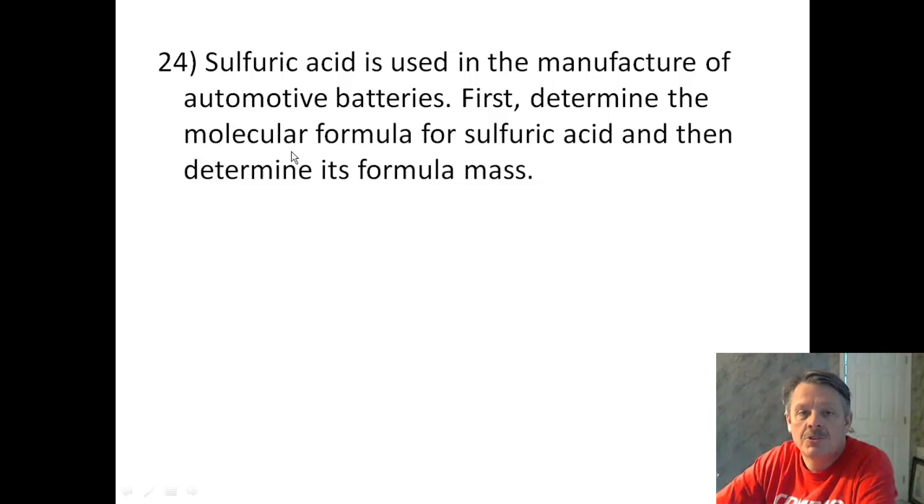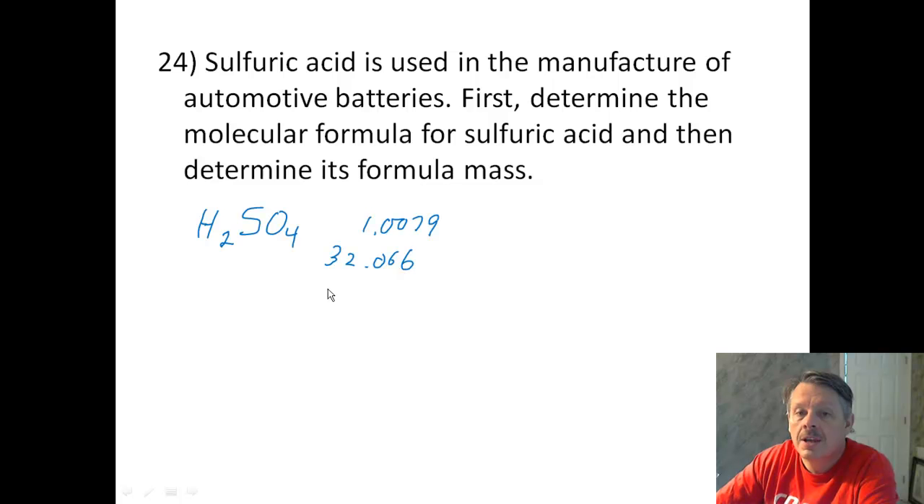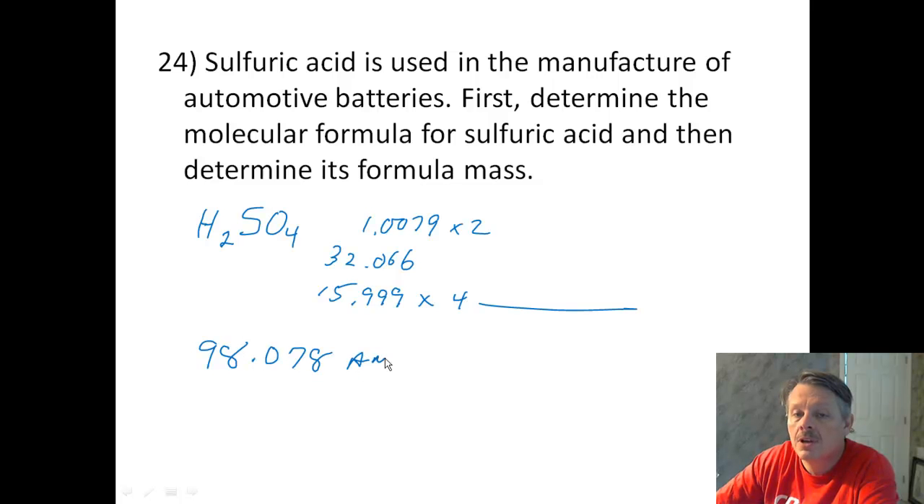That would be hydrogen with sulfate. Sulfate is SO4, which takes on a -2 charge, so that means I need 2 hydrogens. So sulfuric acid is H2SO4. Hydrogen is 1.0079. Sulfur is 32.066, and oxygen is 15.999. You multiply the oxygen by 4, you multiply the hydrogen by 2, you add them all up, and you get 98.078, and that's atomic mass units.